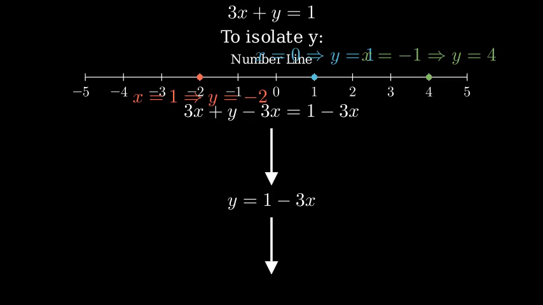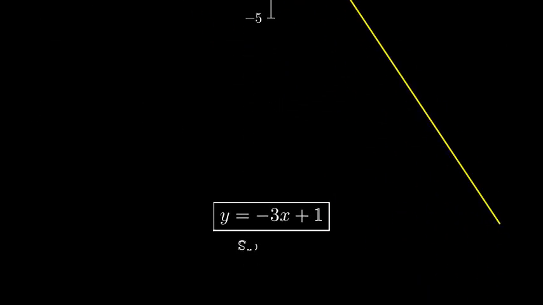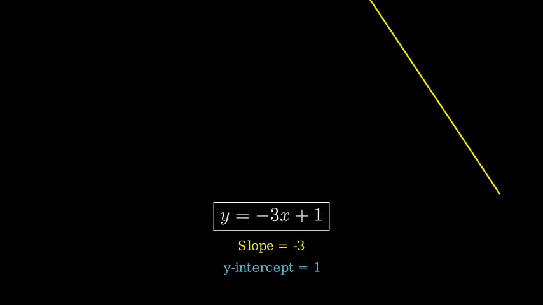Let's graph this equation to see what it looks like. We'll set up our coordinate system and plot y equals negative 3x plus 1. Therefore, we have successfully solved for y. The solution is y equals negative 3x plus 1.